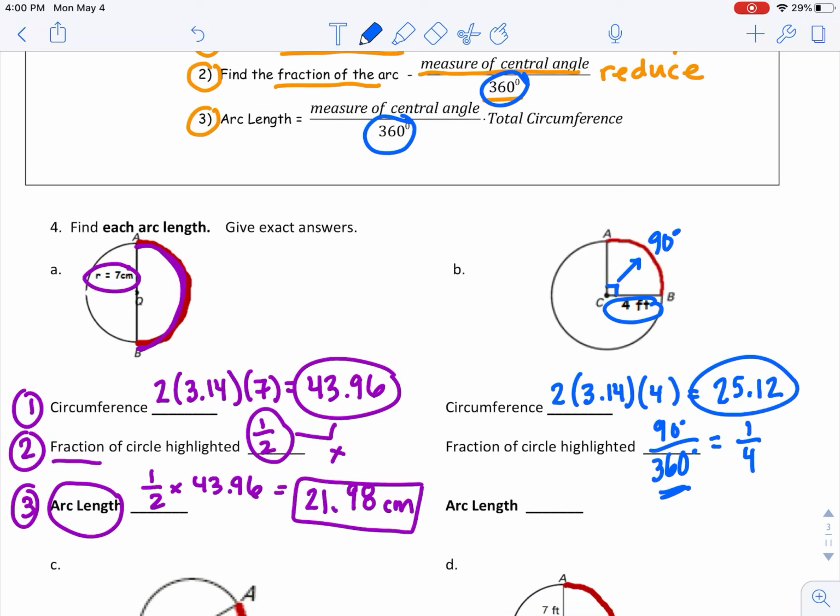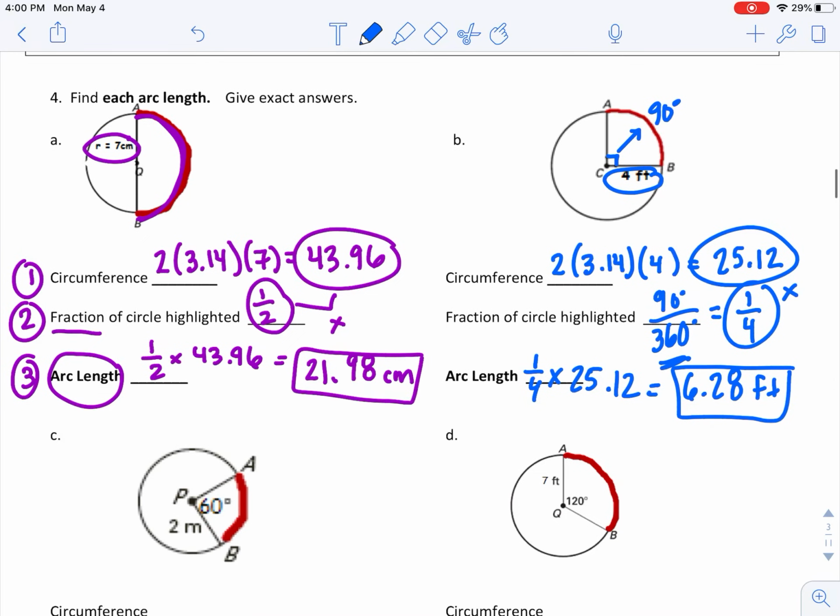And now my last step, multiply these 2 together. So 1/4 times 25.12, and I get 6.28. And this is in feet. Okay, so you're going to try C and D on your own. I think you'll do just fine.